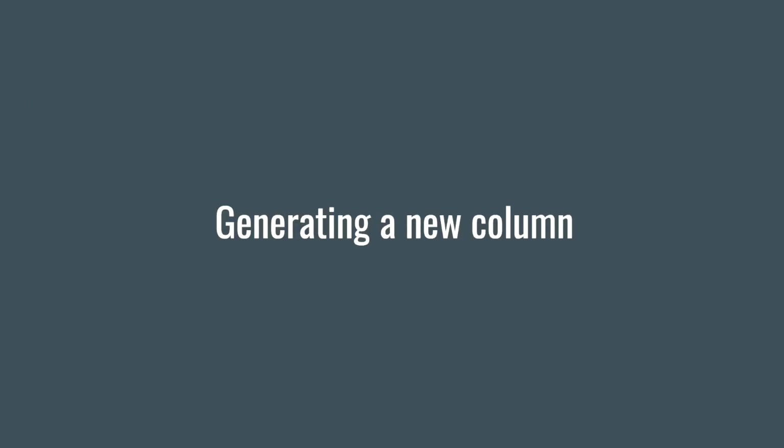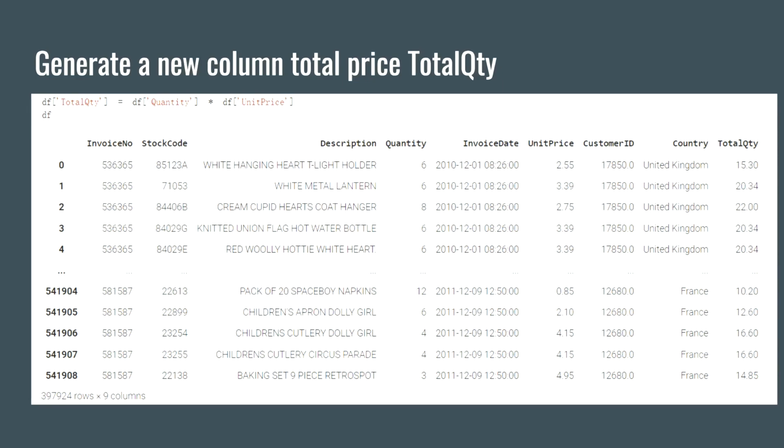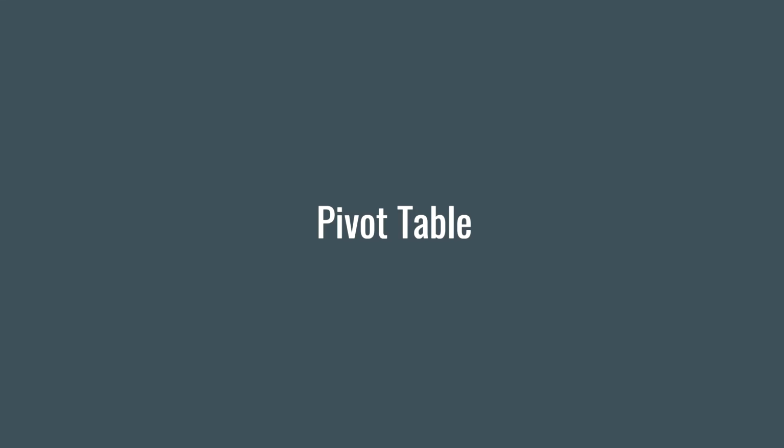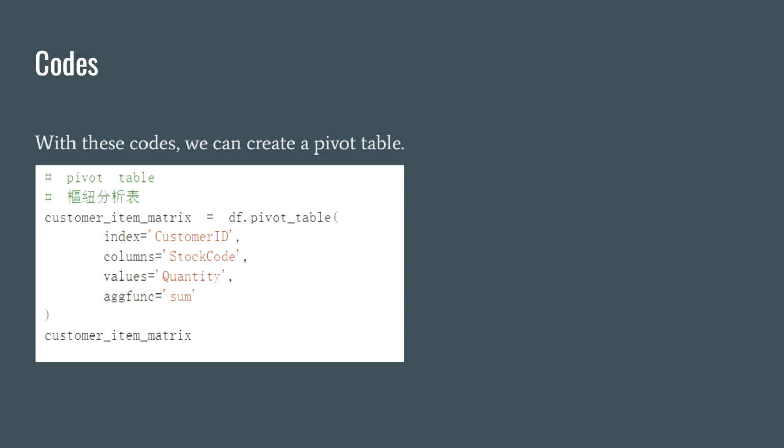Now we are going to generate a new column. Total price, total QTY. And then we're going to talk about pivot table. With these codes, we can generate a pivot table.